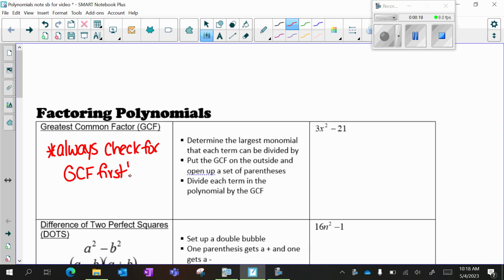All of your steps are going to be given to you here in this middle column. I'm not going to read through them. I'm just going to do the example in the right-hand column and give you some notes.